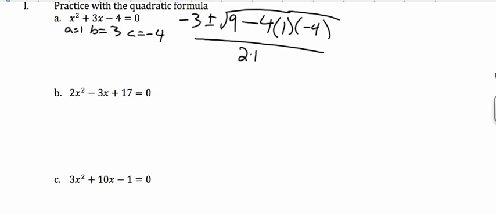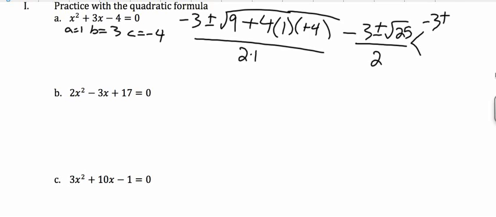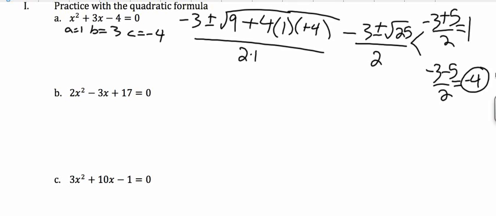So simplifying that, 4 times 4 is 16, so since I've got two negatives, this is going to end up being plus 16. 9 plus 16 is 25. And 2 times 1 is 2. So I'm going to split up into two answers now, -3 plus 5 over 2, and -3 minus 5 over 2. I get 2 over 2, which is 1, and I get -8 over 2, which is -4. Okay, so for this first one, I got two answers, and they looked pretty darn nice.